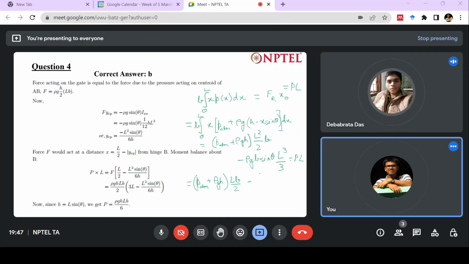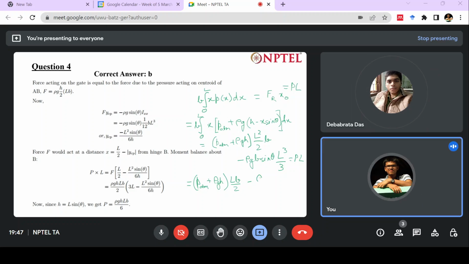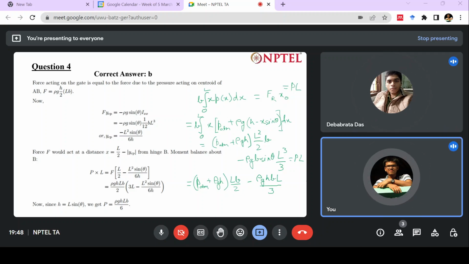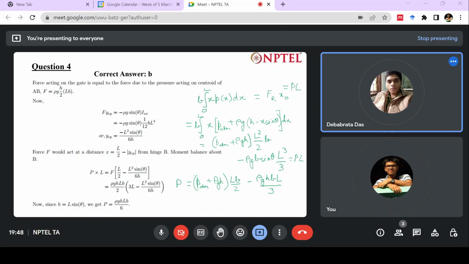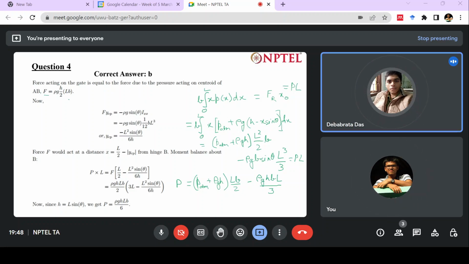So instead of sine theta, we can write H by L. So this is again rho g H from that H by L B, and one L is cancelled from here and another is cancelled from H by L. So L by 3. Okay, this is equal to your P. What I feel here is that they have not taken P atmosphere. They have taken P atmosphere as 0.